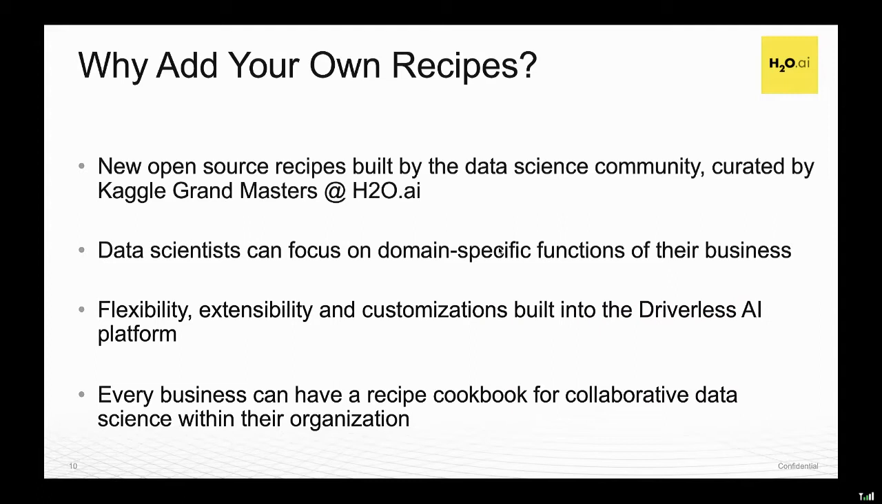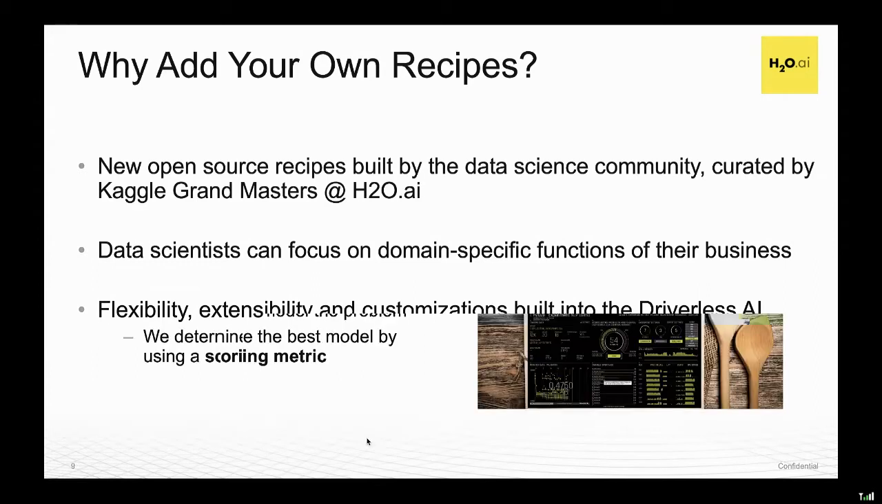So we are taking several of our best open source recipes and baking them into Driverless out of the box. But with open source Bring Your Own Recipes, you can get them faster and test them out quicker. This also allows data scientists to focus on domain-specific functions. So some of the recipes we'll see will be very general, like maybe you want to add in a new algorithm, CatBoost, which doesn't come with Driverless AI, but it seems to do very, very well, especially in Kaggle competitions.